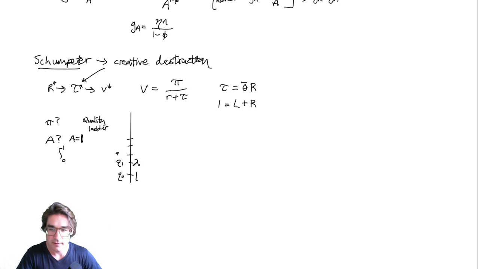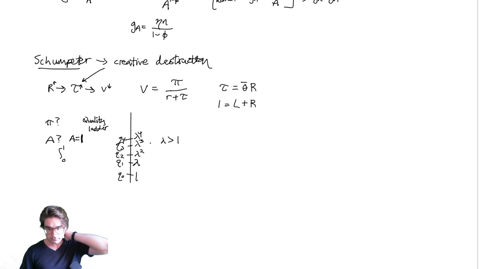Then someone comes along again and keeps improving it, and they improve it proportionally. So now it's lambda squared. Lambda's greater than 1. They keep improving this, lambda cubed, lambda to the fourth, and so on. That's how things get better. So there's a fixed number of products, but they keep getting better and better and better.